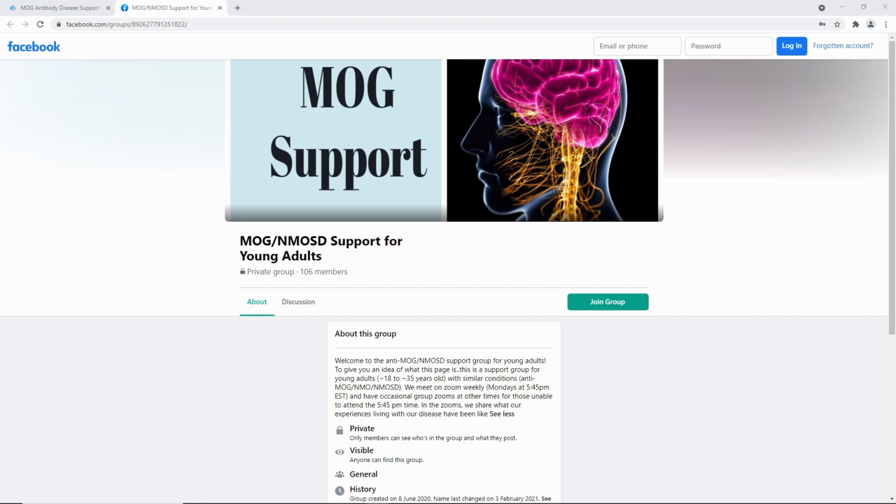So the first of these specific groups which I'm going to be talking about is the MOG or NMOSD support for young adults. And so this group is aimed at adults who are between the ages of 18 and 30. And this group has been quite useful specifically to me, because I fit within those age ranges, and a lot of the conversations and topics that we have on this group are quite relevant to me. For example, some of the topics which we've discussed in this group are whether you should be disclosing your disease when applying for jobs or colleges or universities, others including dating and managing relationships when you've got the condition. And there's also quite a few other topics which are just a bit more relevant to young adults.